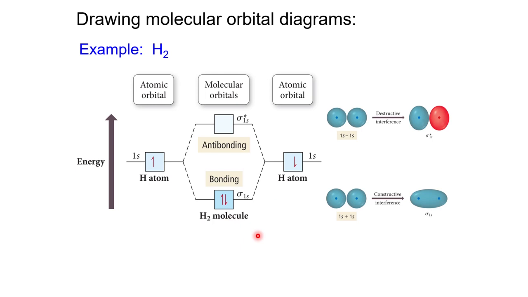So, for example, you can never have more electrons in your molecular orbitals than you have in your atomic orbitals. So you have 2 atomic orbital electrons. That means you have to have 2 molecular orbital electrons. These numbers have to be the same.